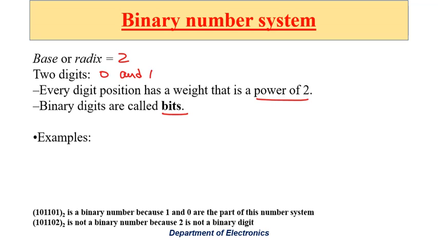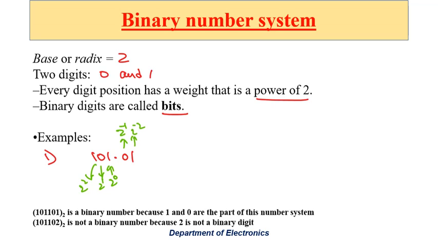For example, I can define a binary number like 101.01. So in this case, each digit has a weight which is in the power of 2. That is, the weight of the first digit is 2 power 0, the second digit is 2 power 1, and the third digit is 2 square. Similarly, for the fractional value, the weight is 2 power minus 1 and 2 power minus 2.